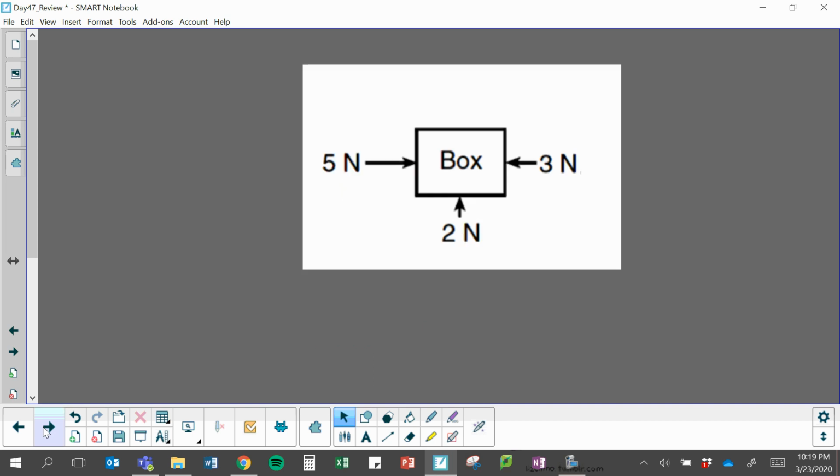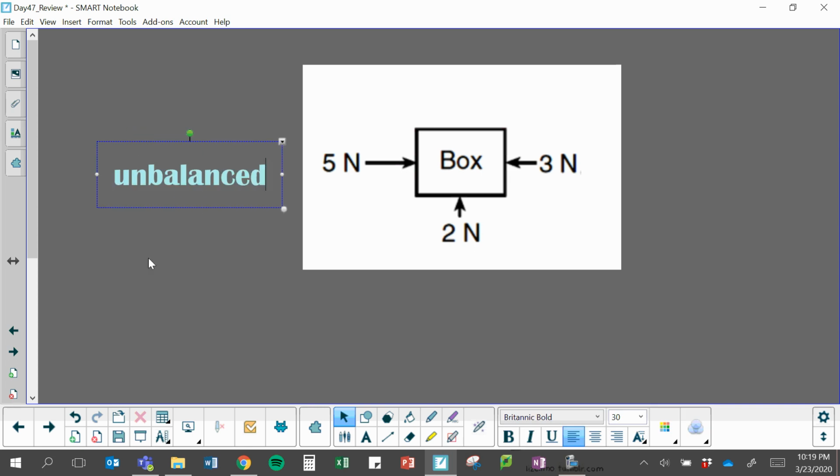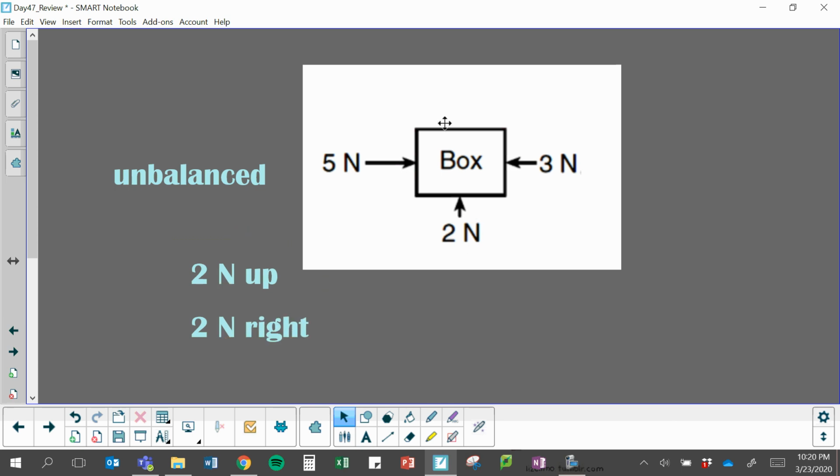Okay, what about this one? Okay, so this one is unbalanced. And this one's a little tricky because the net force is 2 newtons up, but is also going to be 2 newtons to the right because we're not balanced going up and down. We're also not balanced going left and right.